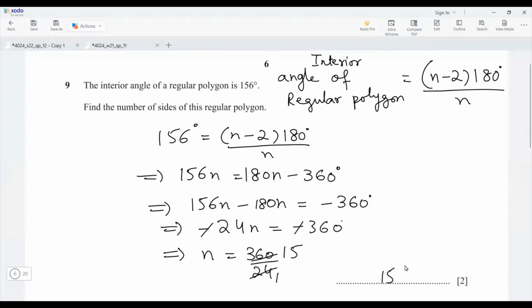That is basically the number of sides of a regular polygon which has one interior angle of 156 degrees. So you have to remember the formula. Once you remember the formula, you can apply it and you will get the required answer. So moving to question number 10.